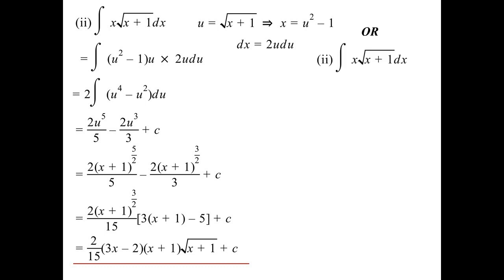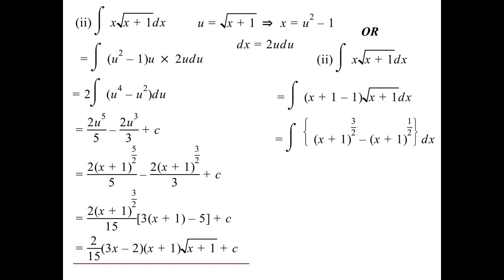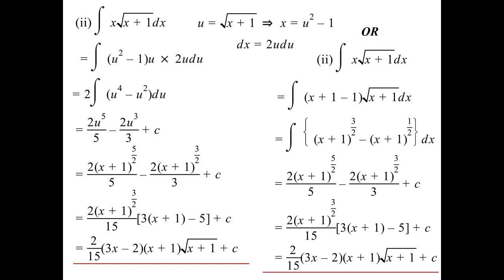There it is. Of course, another way I could do this one: x times the square root of x plus 1. I could do an algebraic manipulation. Remember that idea I talked about yesterday? Create multiples of the derivative or the function itself. So I could rewrite this as x plus 1 minus 1 over the square root, split it up, bang. Look at that. Add 1 to the power over the power. Bingo, there's the answer. So algebraic manipulation is the better way to go on this one.